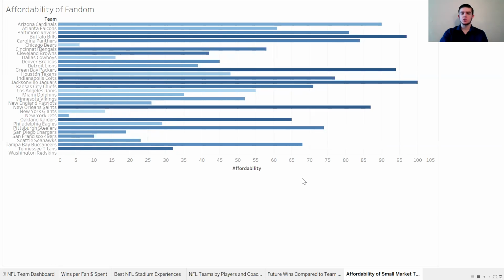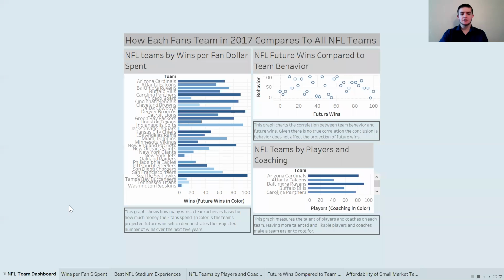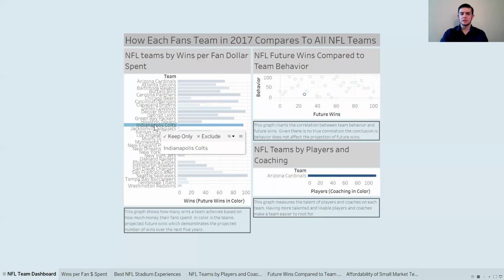So this really was a good indication that for the most part, if you're a fan of a small market team, it is going to be more affordable. And so again, this is just kind of my comparison to allow me to look into how my favorite team compares against the others in the league.